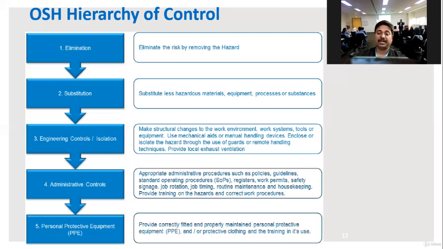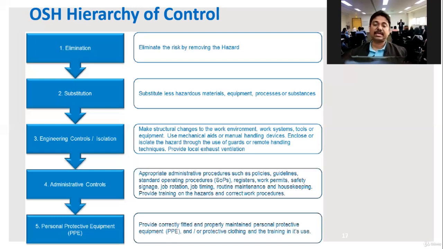Personal protective equipment is the last resort. The last control is providing correctly fitted and properly maintained personal protective equipment and protective clothing and training on its use. Example, during the situation of Ebola or COVID-19, people are using these personal protective measures because no other protections are that much effective, especially for the healthcare workers, those who are closely interacting with the patients.